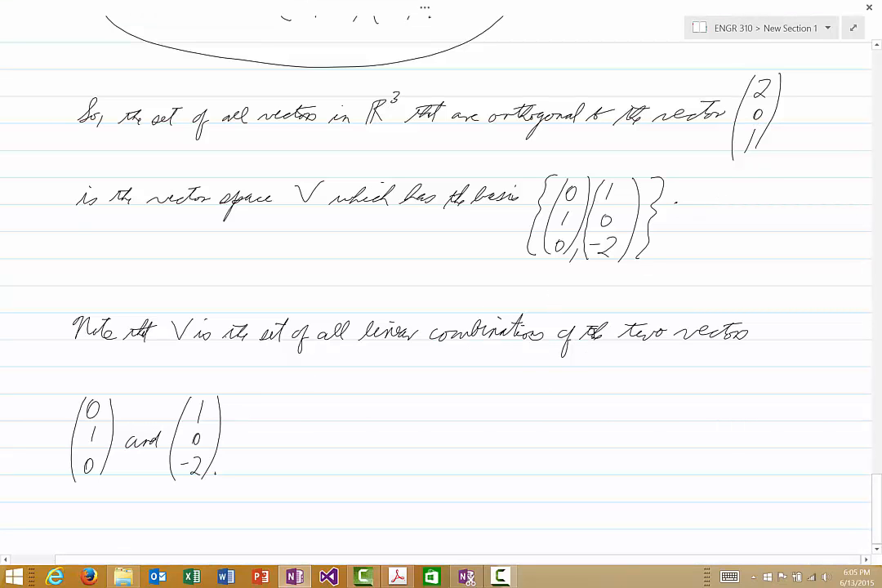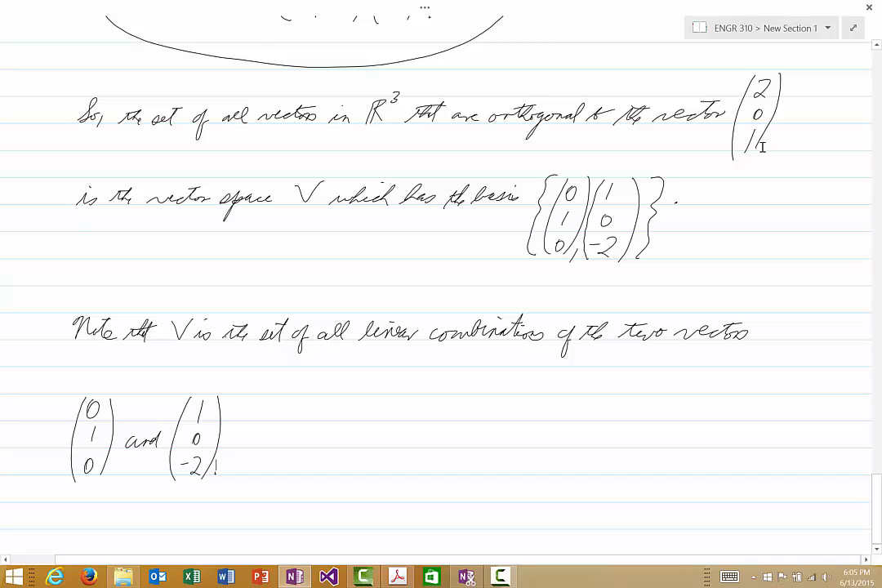And the set of all linear combinations of those two vectors means any vector that can be written as alpha times the first one plus beta times the second one. So this set, all linear combinations of these two vectors, is the set V, and that is the complete set of all vectors in R3 that are orthogonal to the vector (2, 0, 1). And the final thing I'd like to say is that this set V is actually a plane. Here's a vector, and V is the plane that is perpendicular to this vector.